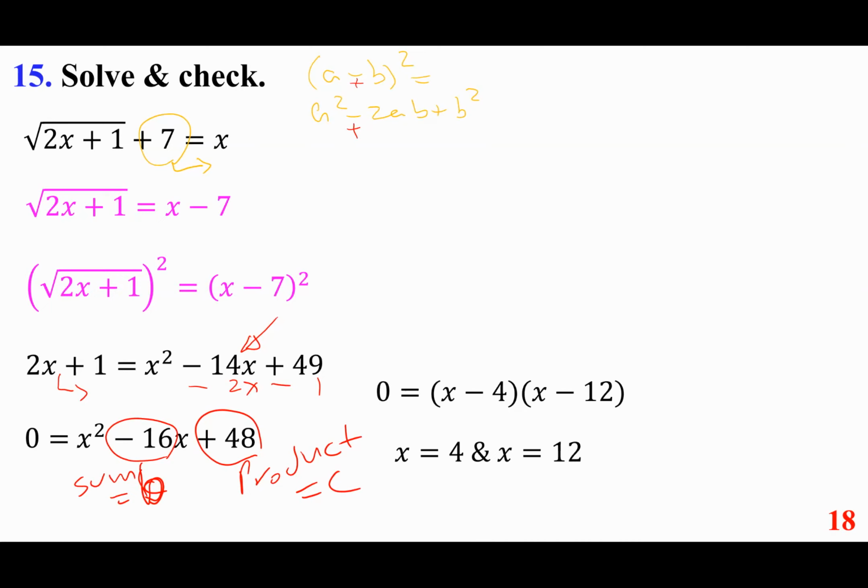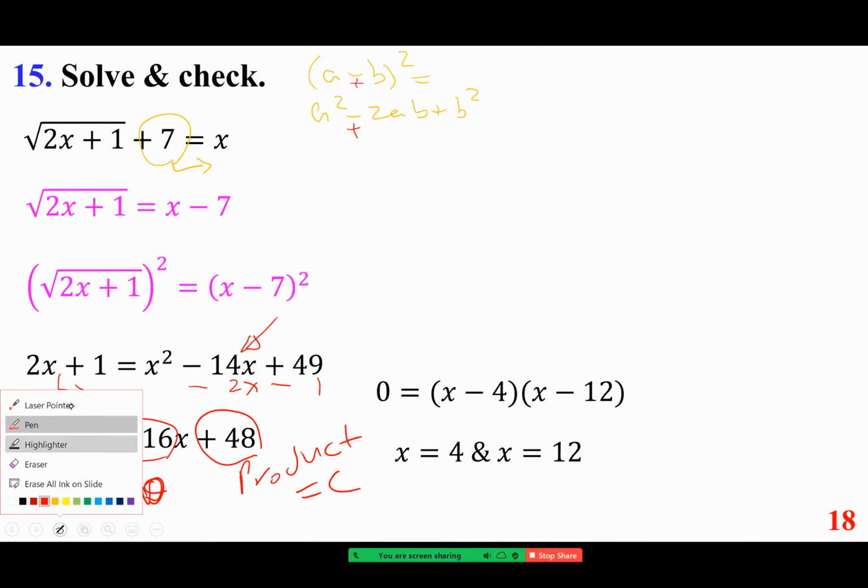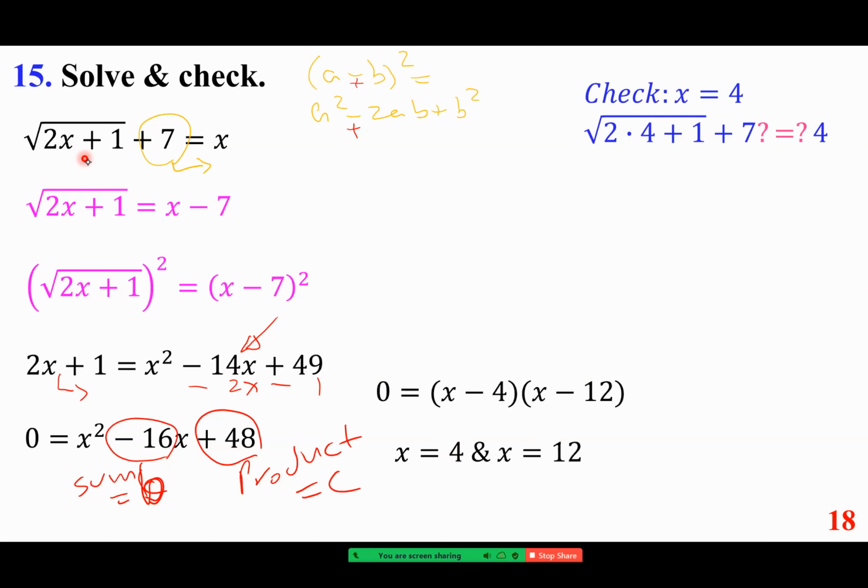However, you must check. Checking takes place only with the original equation and nothing in between. So we go here, we plug in 4. When we are done, we plug in 12 and check it. So if I plug in 4, I want to see if they are equal. Notice this is 2 times 4, 8, plus 1 is 9. And this is 3 plus 7. Is 10 equal to 4? No, that's not a solution. So x equals 4 is not a solution.